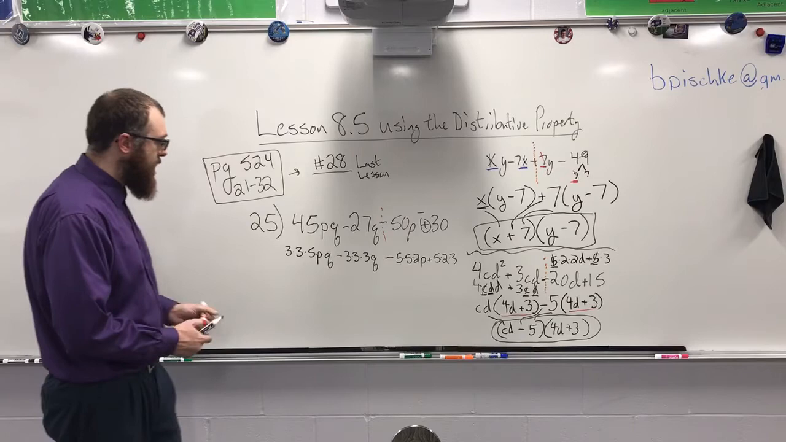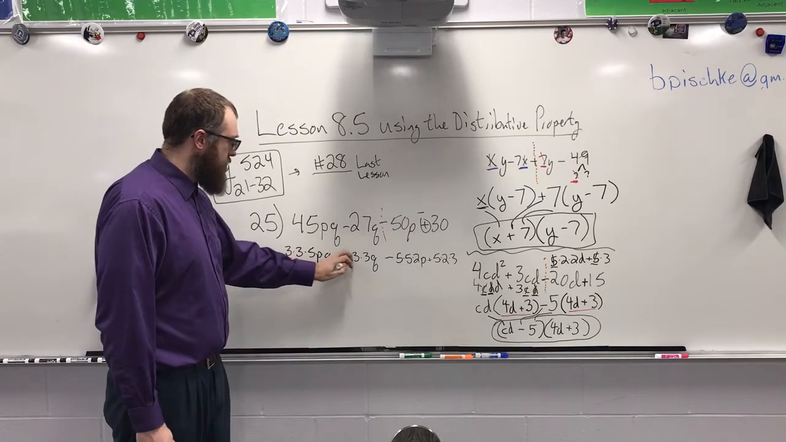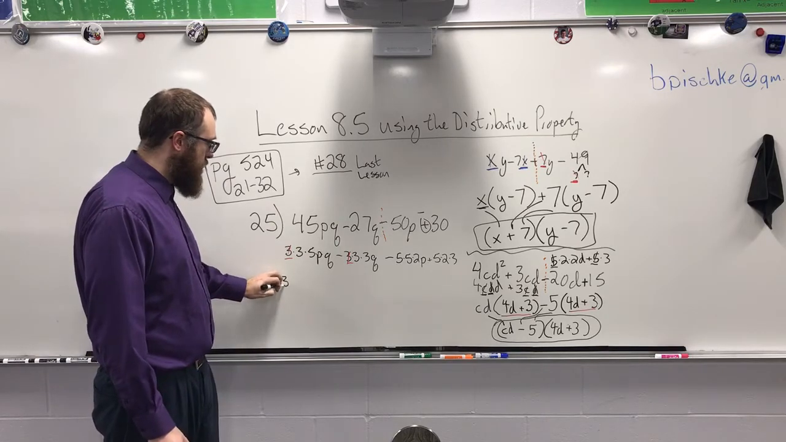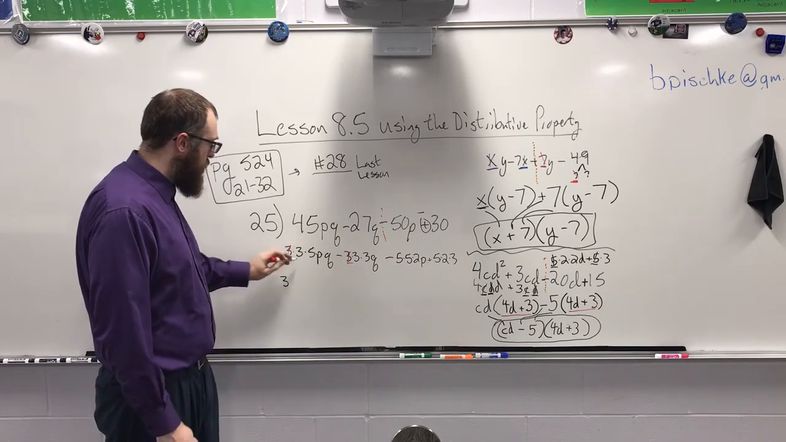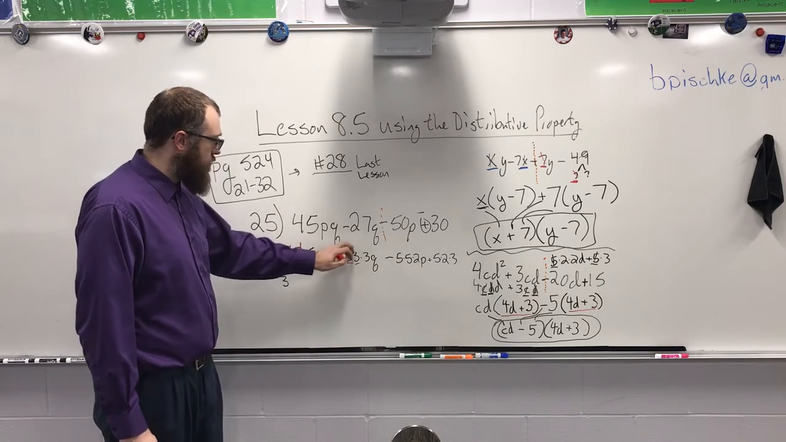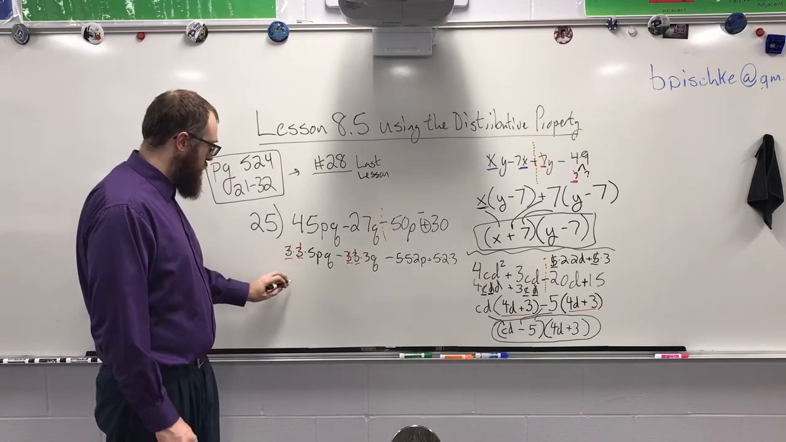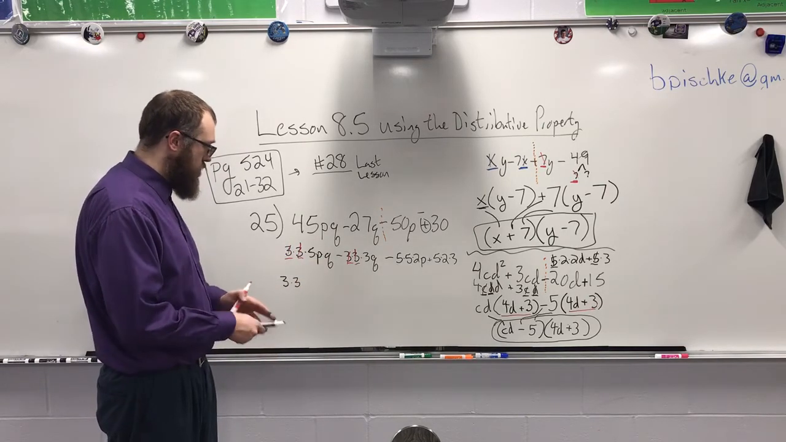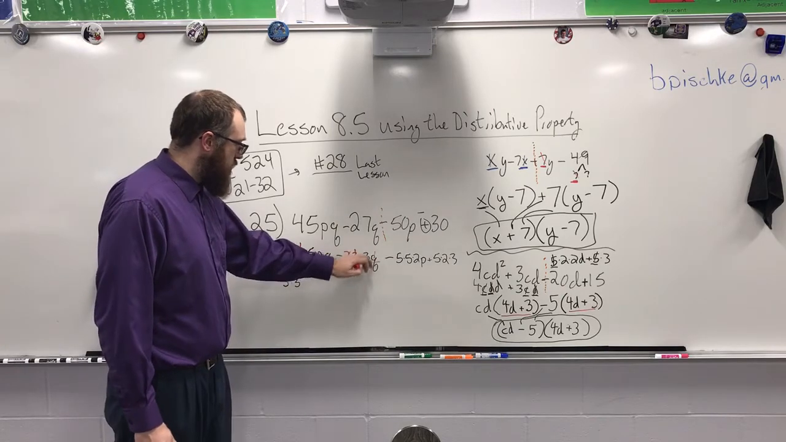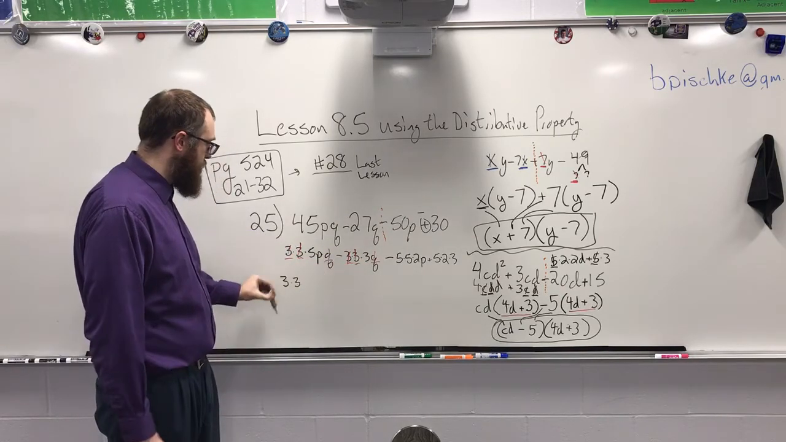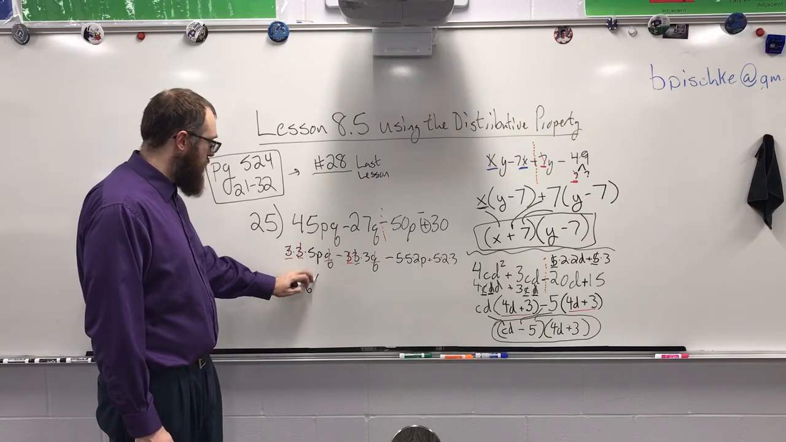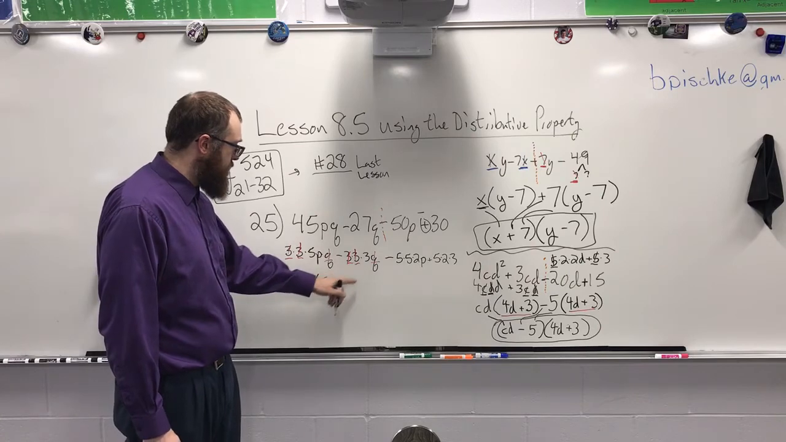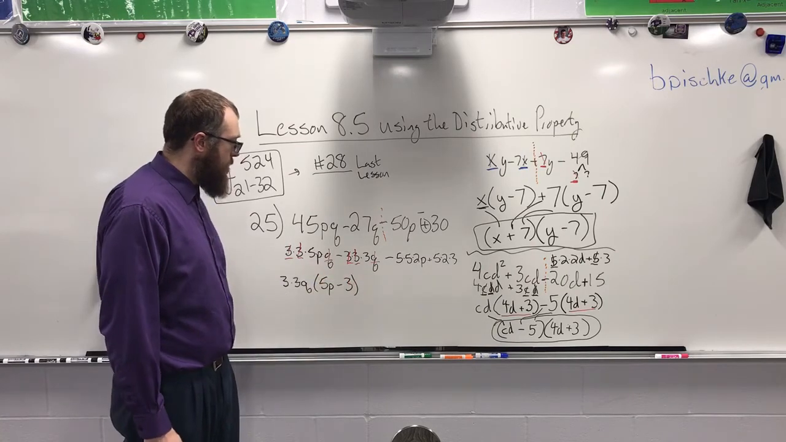Now I'm looking for things that are in common. I have a 3 shared in both of these terms, so I'm going to take that 3 out. I have another 3 shared in both these terms, so I'm also going to take that 3 out. I have a Q in both these terms, so I'm going to go ahead and take that Q out. Then I'm going to write what I have left. 5P minus 3. Minus.